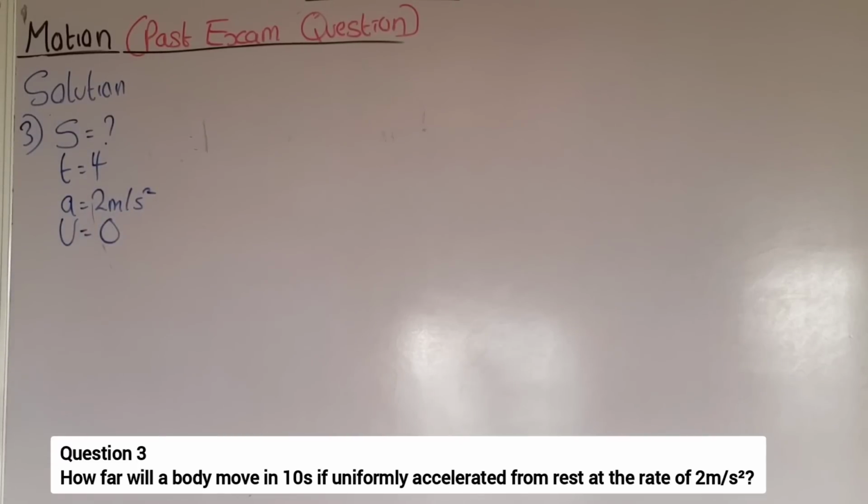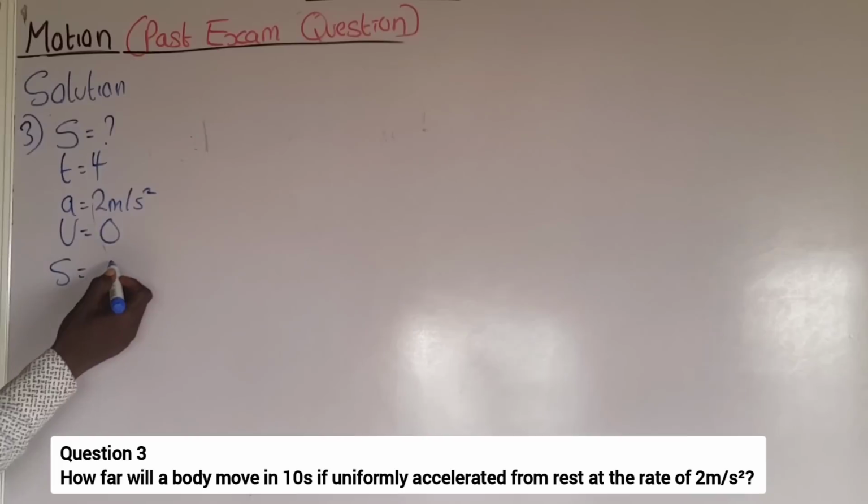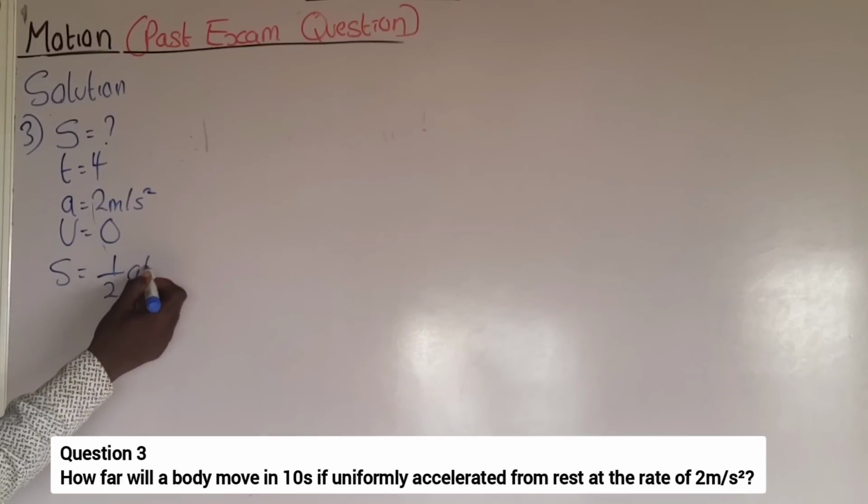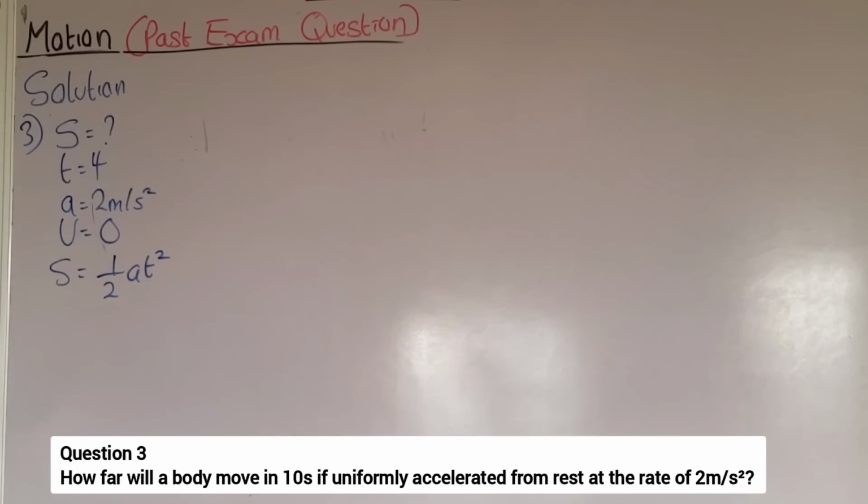When the body accelerates from rest, that means that the initial velocity of that body is what? 0. Okay, now how do we calculate the distance? The distance here is what? S equals 1 over 2 at squared. So I'm very sure you understand the reason why I didn't have ut. The reason is because u is 0. You understand? So s equals 1 over 2 at squared.